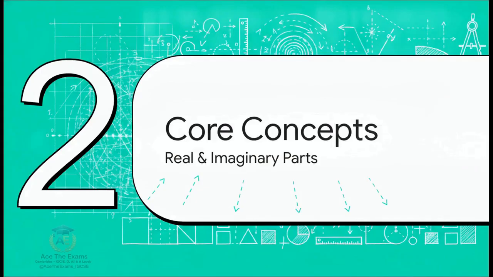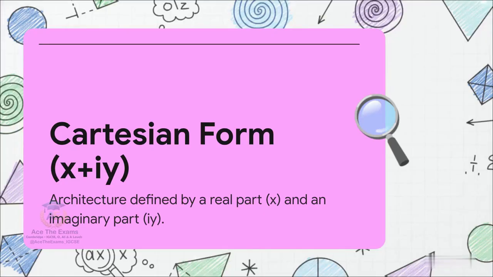Moving right along into Section 2, Core Concepts. We need to look closely at the real and imaginary parts of complex numbers, because this is the foundation where we will apply our PEEL framework. You cannot strategize if your basic definitions are wobbly. This fundamental definition is your absolute starting point.